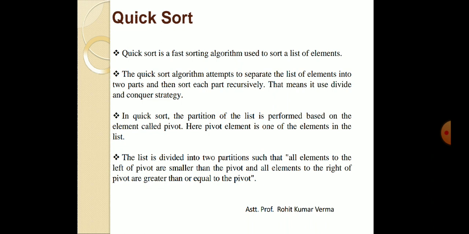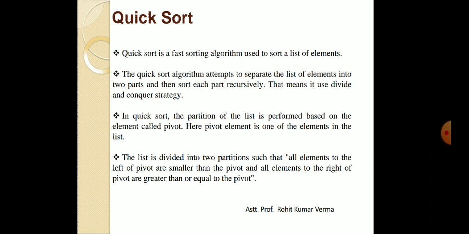So dear students, basically quick sort is a fast sorting algorithm which is used to sort a list of elements. The basic concept behind quick sort is that we have to select an element from the given list, and such an element is known as the pivot element.